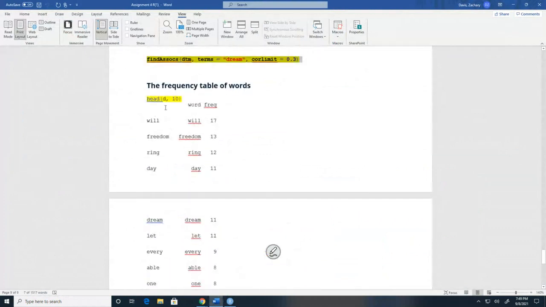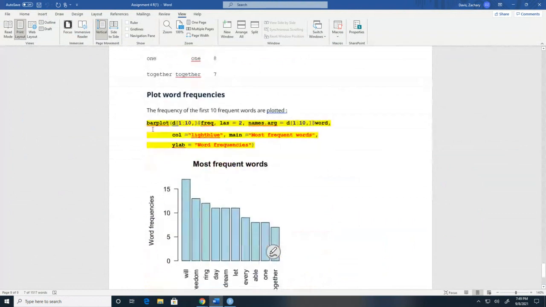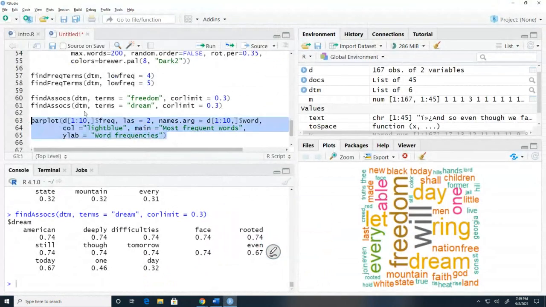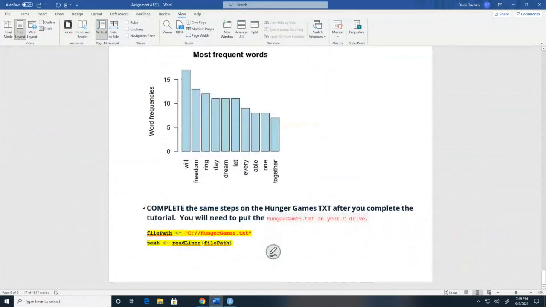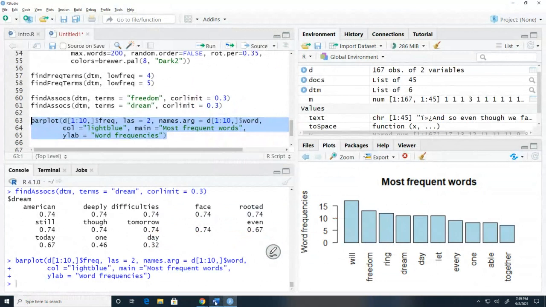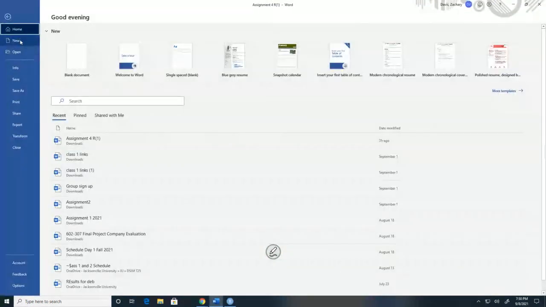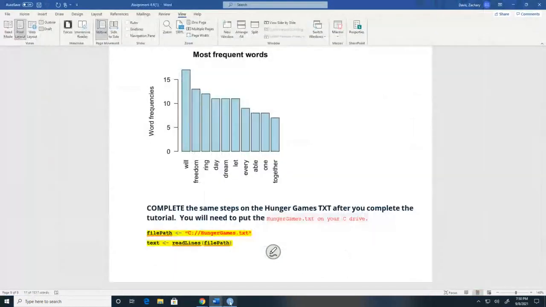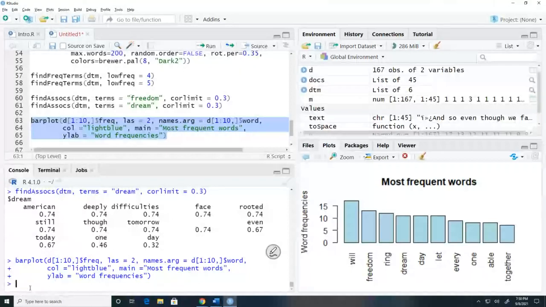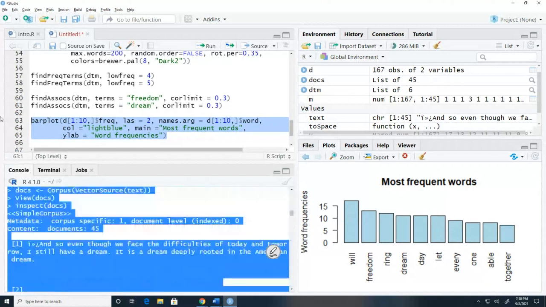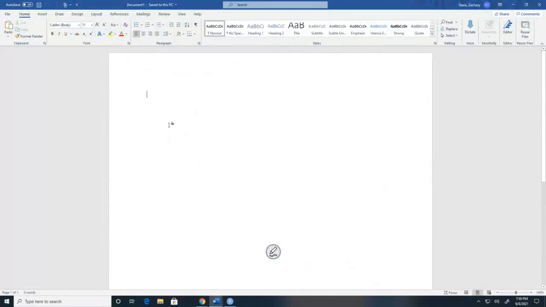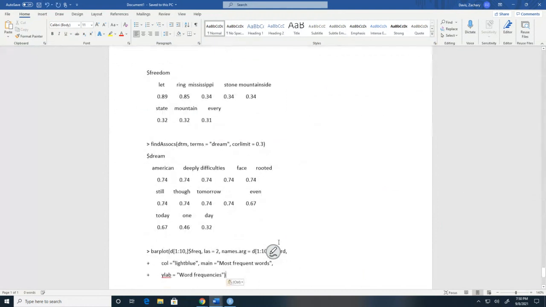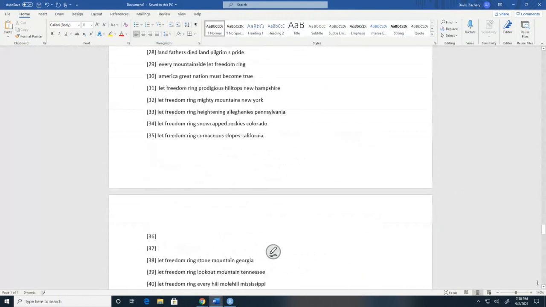So we have this head function that looks at the top 10 words, but we can create a bar plot with this section here. That's okay. So then you'll want to open up 2 new Word files. Link document, and then here hit control. Copy everything here, Control C, and paste that. It's just text. That way I can see it. So then you'll have that set.